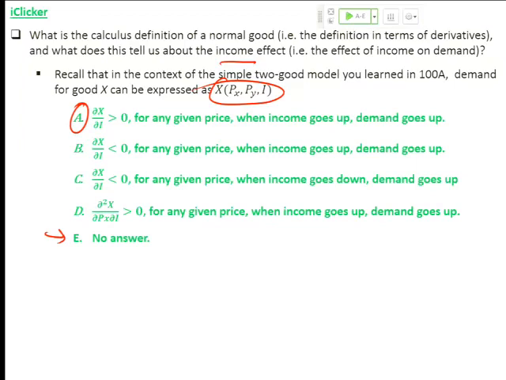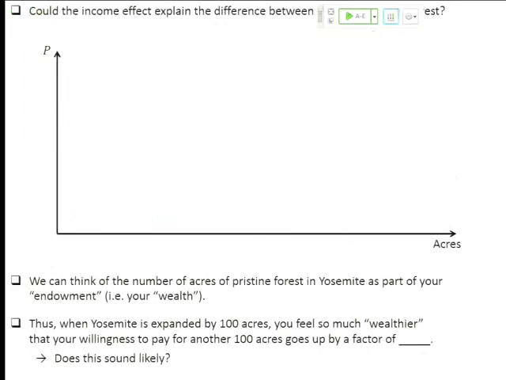Right. So that's basically just to knock the rust off of the calculus piece of this. So it's the first derivative of this function with respect to income. The question that we ask, and again, this is sort of how behavioral economics proceeds: I've challenged the standard model.